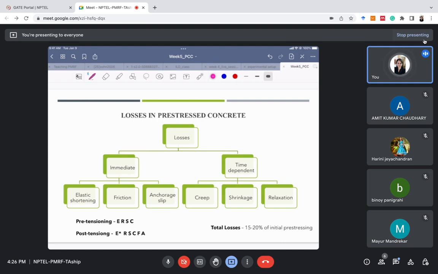Now, because most of the questions will be asked from losses, okay, losses are very important, just don't leave this topic. So there are basically two types of losses. One is the immediate loss, and second one is the time dependent loss. Just remember this table.